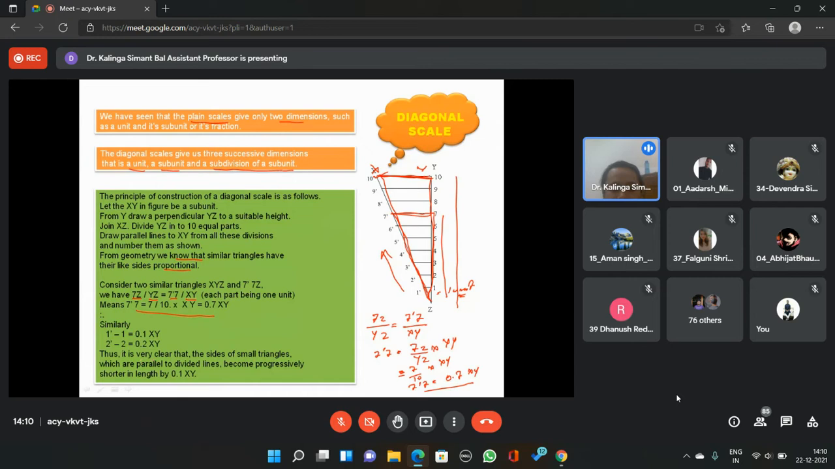So it clearly says that the sides of the smaller triangles, which are parallel to the divided lines, are progressively shorter in length by 0.1 times. Every time I move from this to this distance, 0.1 times always gets deducted in the same process until I reach this point where it is 0. So 1, 0.9, 0.8, 0.7, 0.6, 0.5, 0.4, 0.3, 0.2, and 0.1. Like this, my divisions go on decreasing.